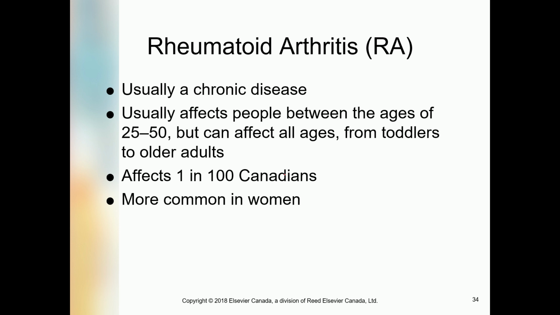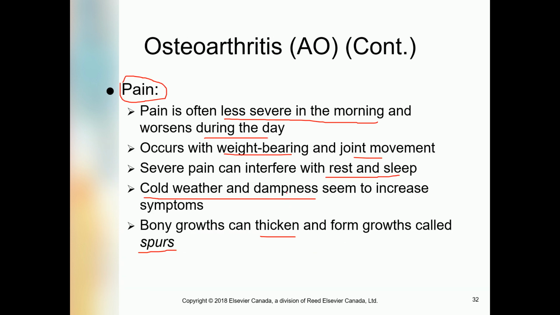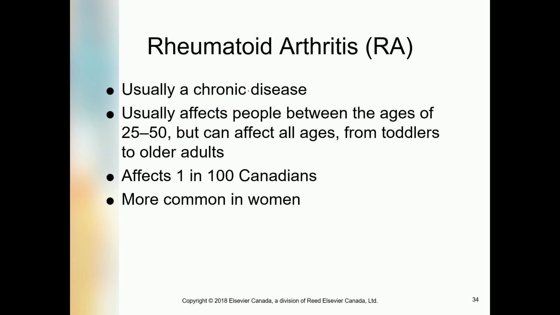Now we go to rheumatoid arthritis. As I told you, in osteoarthritis, pain is severe in the morning. It is usually a chronic disease, usually affecting people between the ages of 25 to 50. See, this is very terrible, but it can affect all ages from toddlers to older adults. It affects 1 in 100 Canadians. It's a very bad disease. It is more common in women.